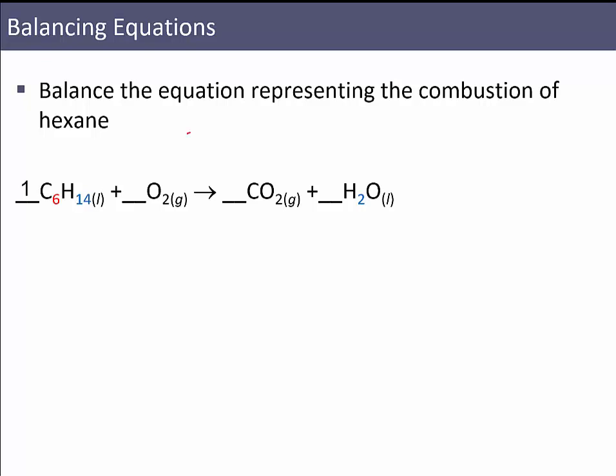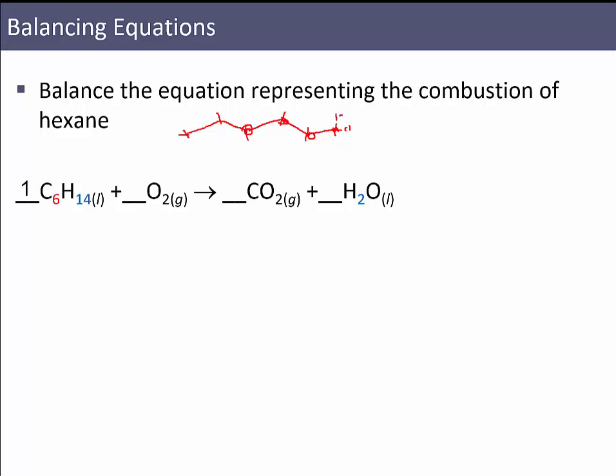So hexane will be 1, 2, 3, 4, 5, 6, and it's going to have hydrogens all around it. Right? These little lines in here represent hydrogen stuck to a carbon, and each of the little points on here is going to represent a carbon. Right?